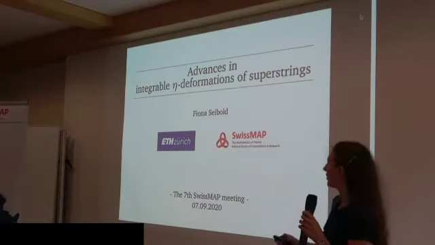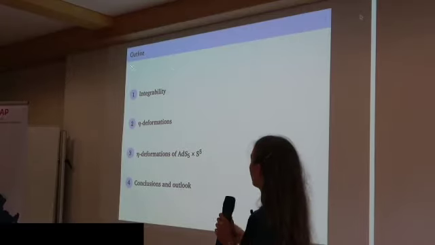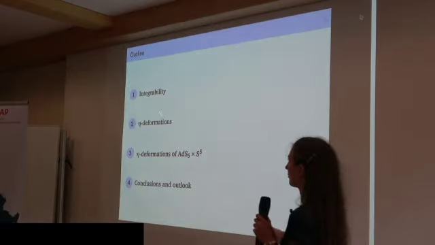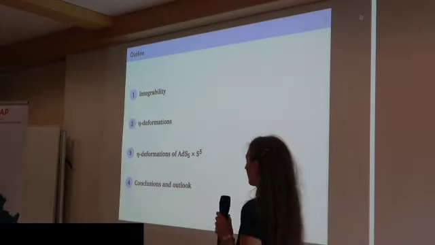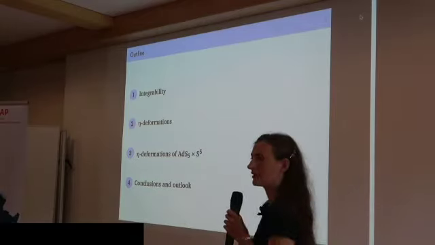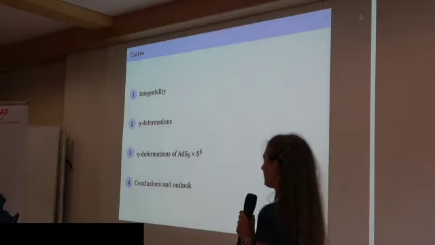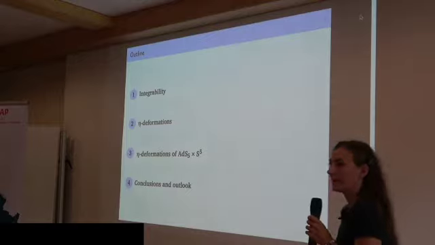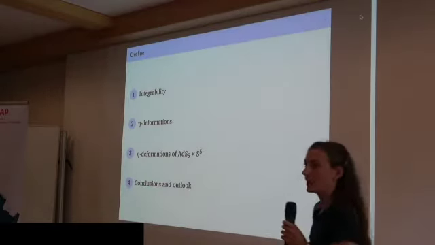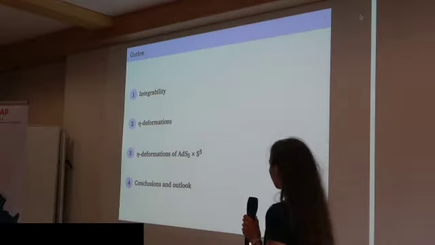And the outline of the talk is the following. So I will start with a gentle introduction on integrability. Then I will focus on one special type of integrable model, which is the ETH deformation. And then I will discuss the recent advances in this field by looking at one specific example, namely the ETH deformed AdS5 cross S5 superstring. And I will end with some conclusion and also mention important open problems that still need to be solved.